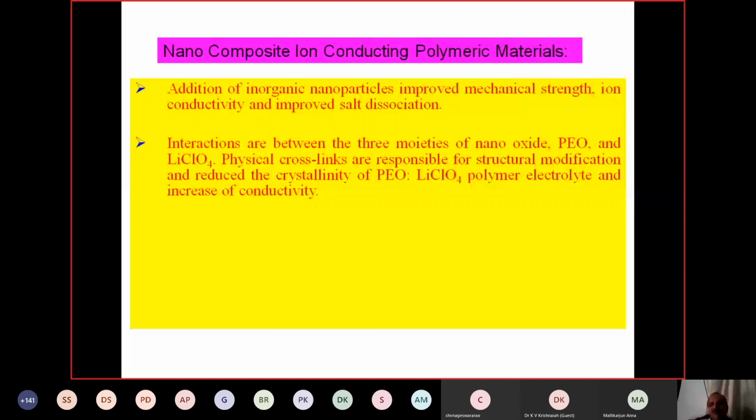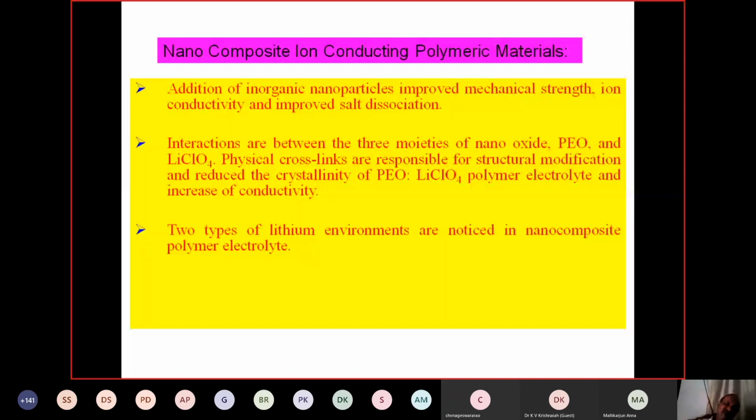Then this modifies its structure, which is very important for what purpose? It increases the amorphous nature, which is important for increasing the conductivity. Two types of rich environments are noticed in nanocomposite conductivity, where the ion is moving through the nanoparticle and also through the polymer. The conduction process in composite polymer electrolyte is noticed in two parts: one through the PEO, another through the surface of the oxide material. Okay. Thank you.